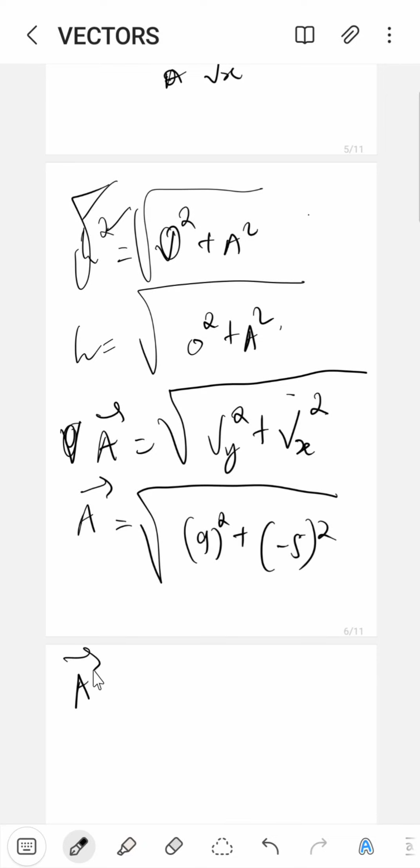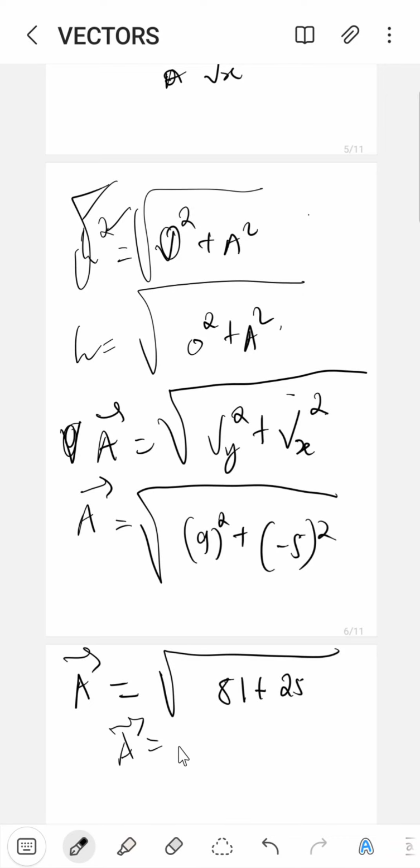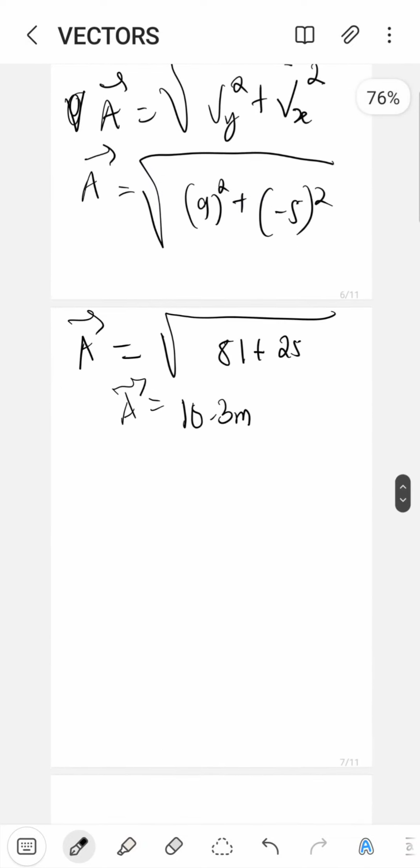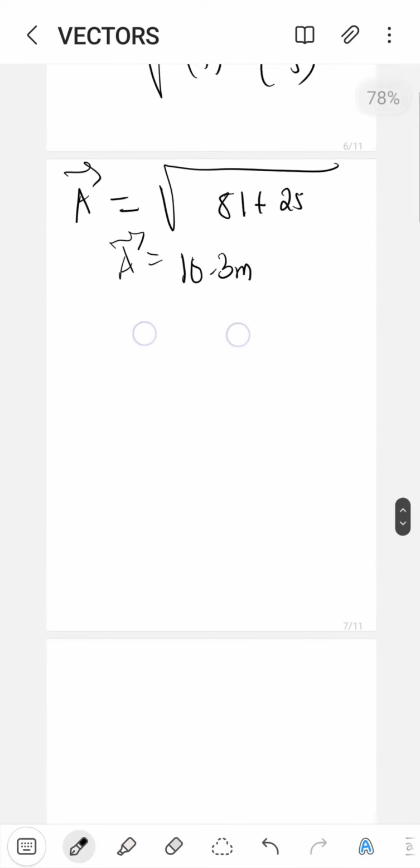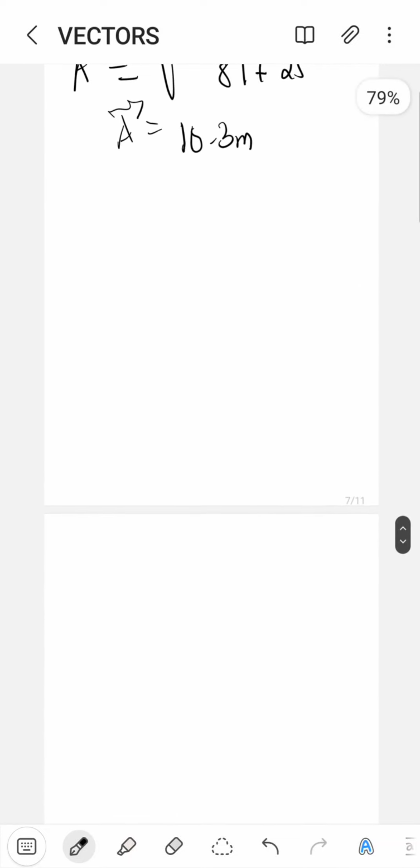All right, and so we have, this is what? This is 81 plus 25. So 81 plus 25 should give you 106. The square root of 106 should be 10.29. So we'll just say this is going to be equal to 10.3 meters. Okay, that is our magnitude.